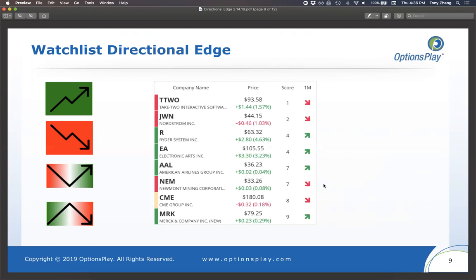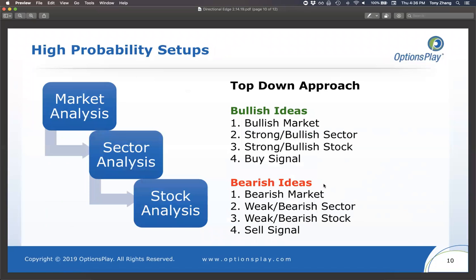Now, before I jump right into OptionsPlay, I do want to show you guys a framework for how to find high probability setups, because this is really what everyone's after, is how do you find bullish and bearish candidates for trading either the stock or the option. So this is really where we take a top-down approach. Many of you ask us, how do we pick our daily play ideas when we send them out? This is really what we look for in our daily play categories.